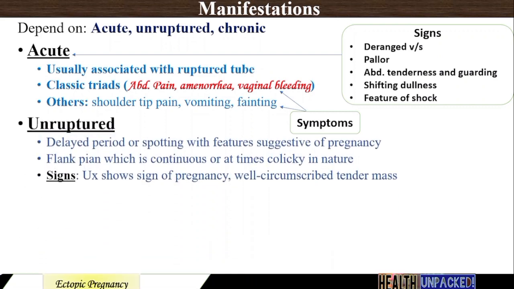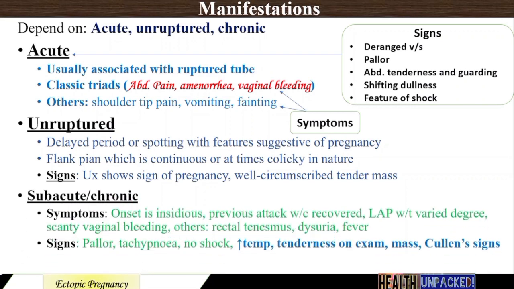In an unruptured one, where the tube is not ruptured, there is a delayed period, that's amenorrhea, plus spotting, with features suggestive of ectopic pregnancy. Urine HCG will be positive here. Then flank pain, which is continuous or at times colicky in nature, and also signs of pregnancy, and a well-circumscribed tender mass will be observed.